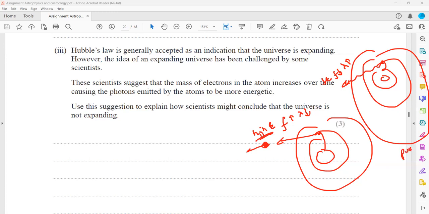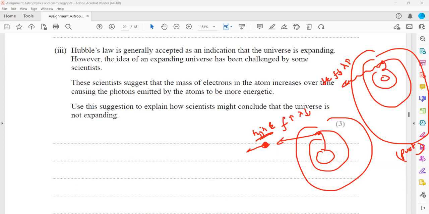Like the distant galaxies, the photon which we receive from them now has a longer wavelength. So that might be a reason: the electrons were lighter. Now electrons are getting heavier, but electrons were lighter in the past. So these electrons were emitting smaller energy or a longer wavelength. That's why this might not be true.